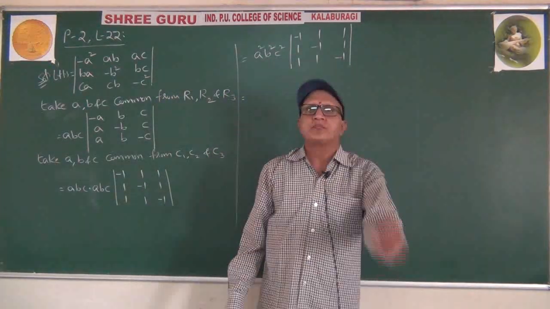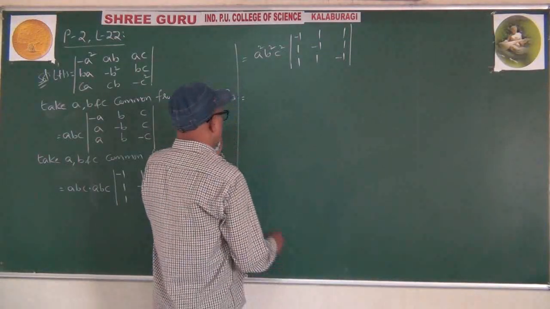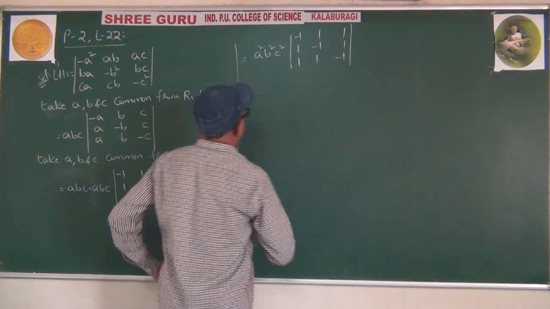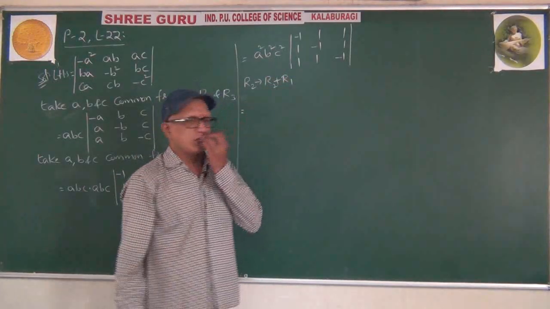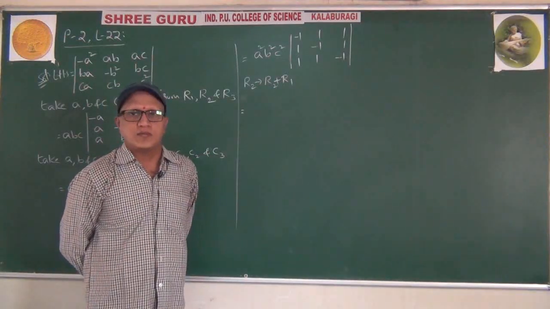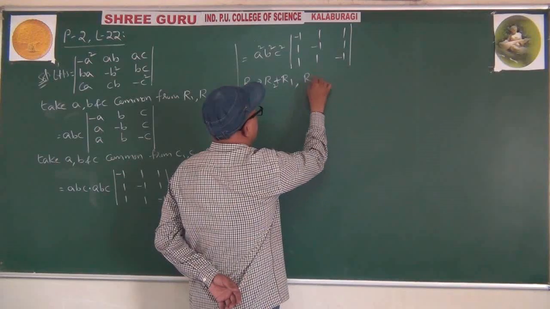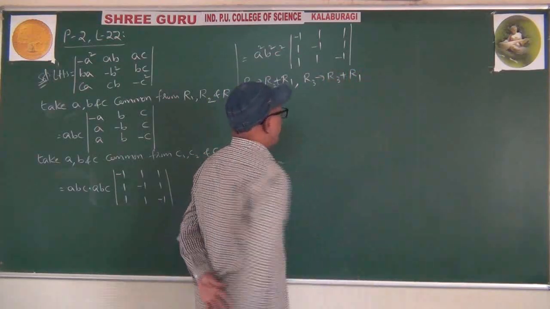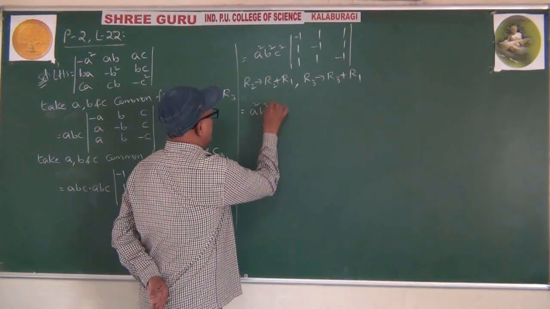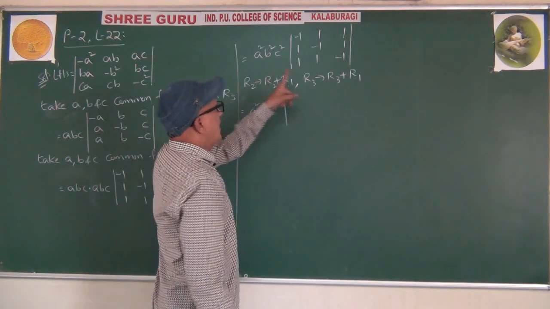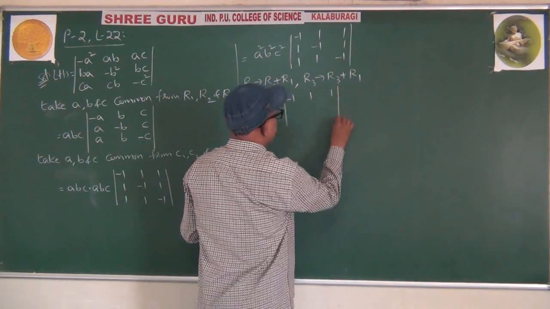Now, here the question is, we have to use properties. We should not expand. In the question they mentioned we should not expand. So let us see how to do. Here I am going to change R2 like R2 plus R1, and R3 like R3 plus R1. A square, B square, C square. R2 we are changing, R3 we are changing, but R1 is as it is. Keep R1 as it is.